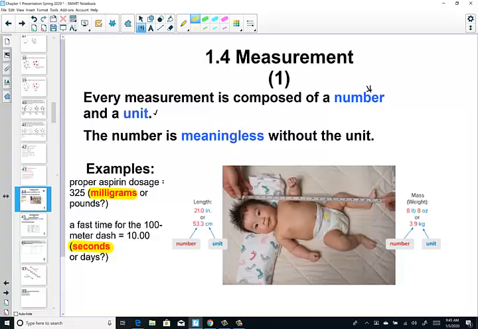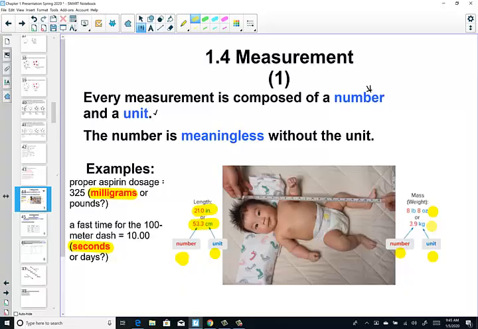Here's a brand new baby being measured, and you can see the length 21 inches or 53.3 centimeters. Those are equivalent values, one in the English and one in the metric system. Every number must have a unit. And the mass of this new little infant, 8 pounds, 8 ounces, or 3.9 kilograms. Every number must have a unit.